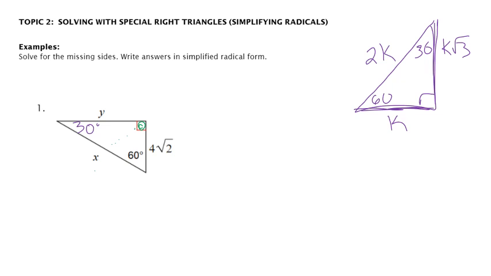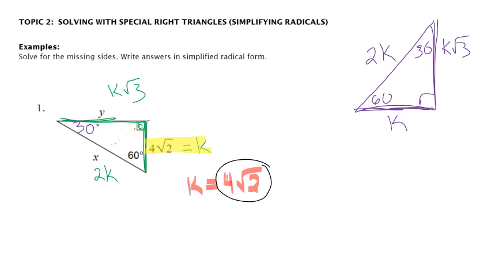So my hypotenuse gets a 2K. The leg next to the 60 gets K. And the leg next to the 30 gets K radical 3. We then take our value and set it equal to the ratio. And this one's kind of nice because there's nothing to really solve for. So K is 4 radical 2.